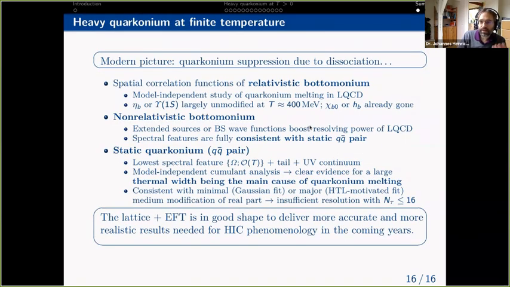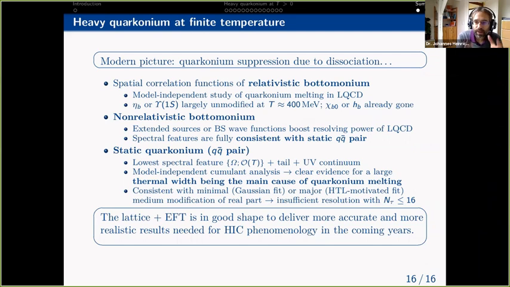So to summarize, the lattice tells us that the modern picture of quarkonium suppression should be that dissociation is certainly very important for it. We've looked at spatial correlation functions of relativistic bottomonium and found that the ground states, eta B or the Upsilon 1S, survive at least up to about 400 MeV, while the Chi-B0 or the hB are already gone somewhat earlier. When we look at non-relativistic bottomonium, where we can't go as high in temperature, we can use extended sources and wave functions to boost the resolving power.